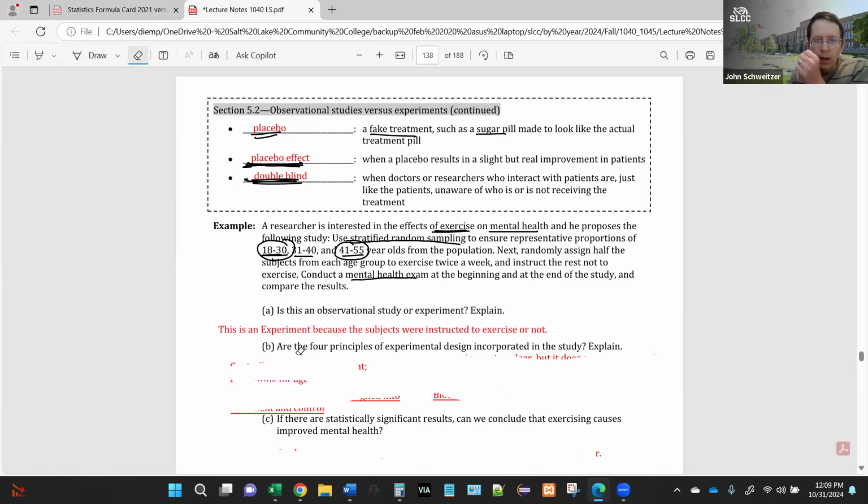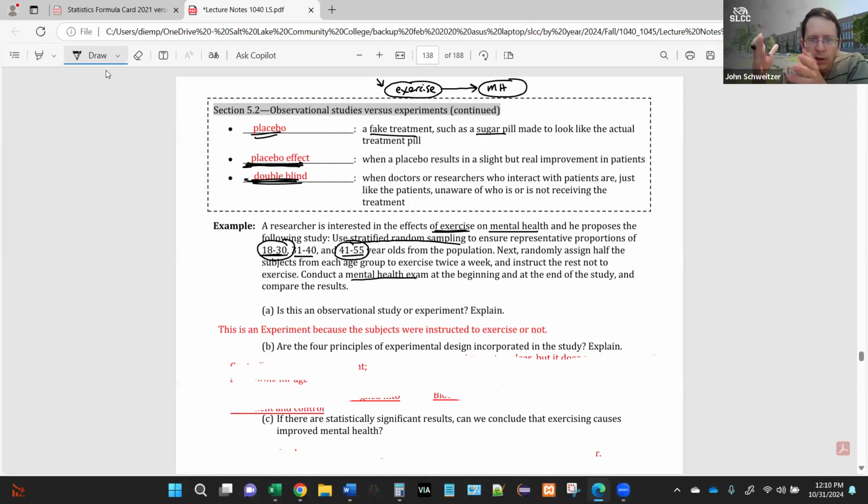Okay, so is this an observational study or an experiment? Well, pretty clearly this is an observational study. I'm sorry, an experiment, right? Because they're changing the explanatory variable for these people, right? So again, we have exercise and we have mental health. And so we would suspect the arrow would go like that. And what they're doing is they are causing a change in the exercise, right?